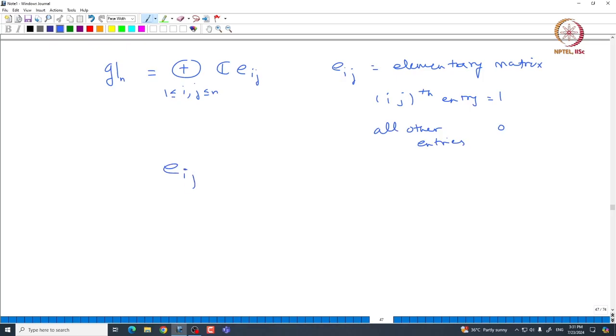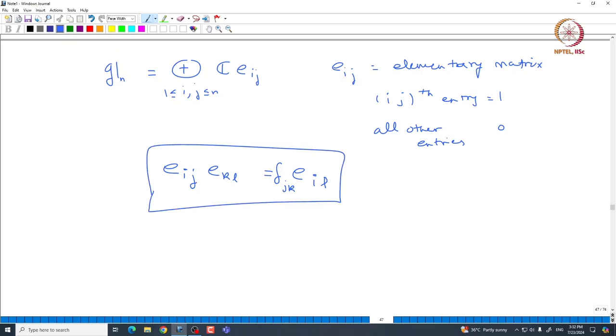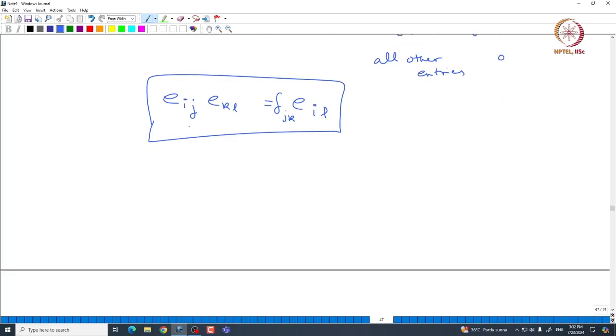Note that if I take e_ij e_kl, the product is going to be e_il with the delta coefficient delta_jk. Whenever j equals k, it will be e_il, otherwise it is 0. This is a very important formula. This is immediate from the action of e_ij on the basis. Now let us use these formulas and compute how one can apply ad of these basis elements on a general basis element. So if we take ad of e_ij, ad of e_kl, and then apply it on e_gh.